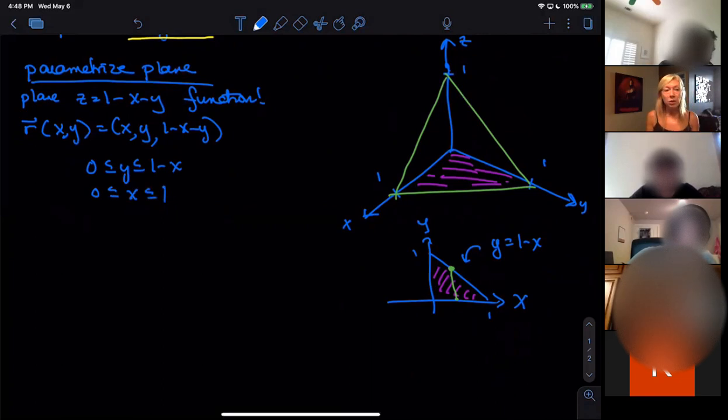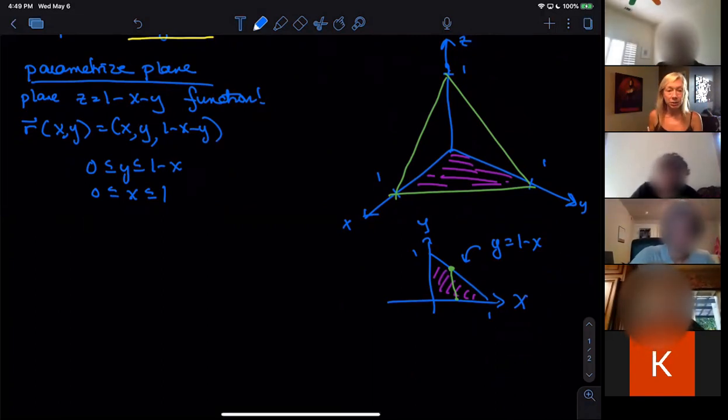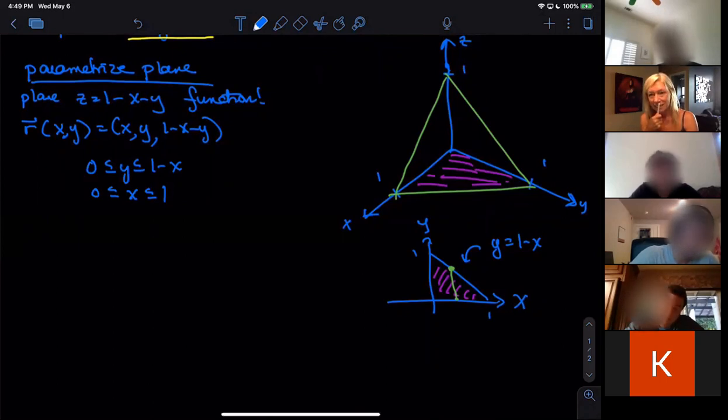This is where all your practice of setting up double integrals over regions is going to pay off, right? Now we feel comfortable with coming up with bounds based on these. All right, parameterize, awesome. What's the next thing that we have to do? Find r sub x and r sub y, good, and take their cross product, absolutely. So let's find r sub x cross r sub y.